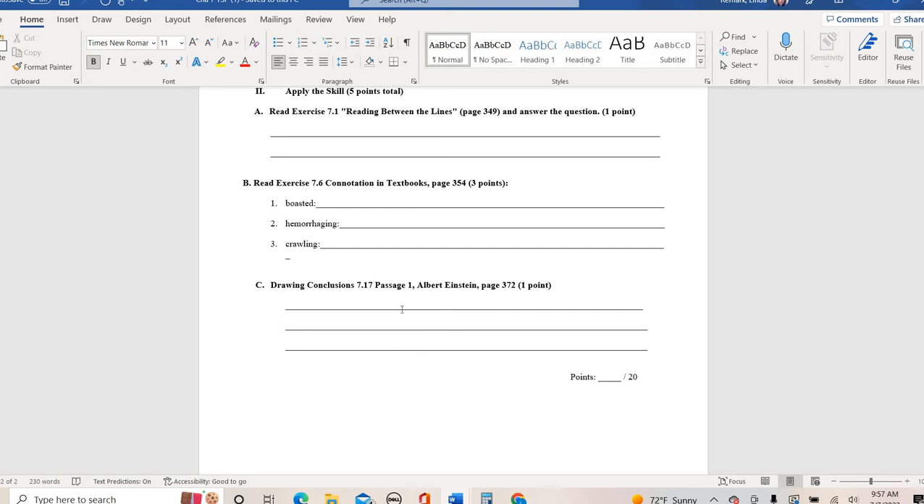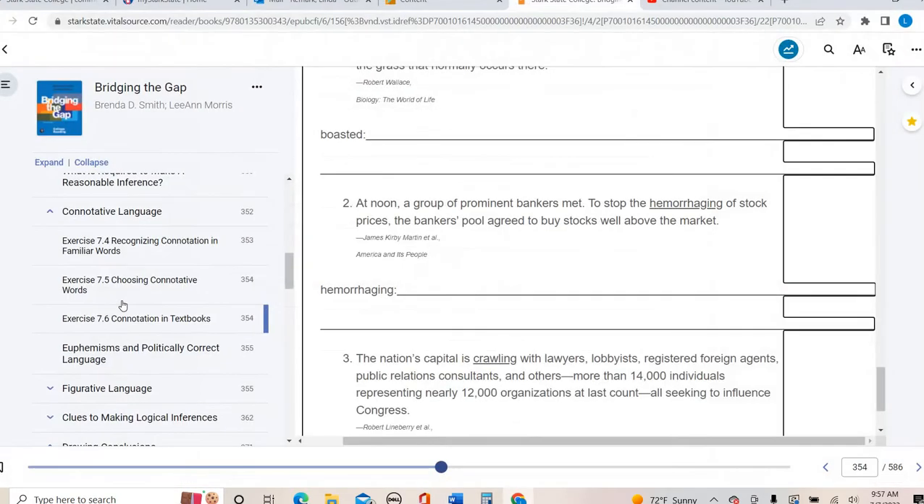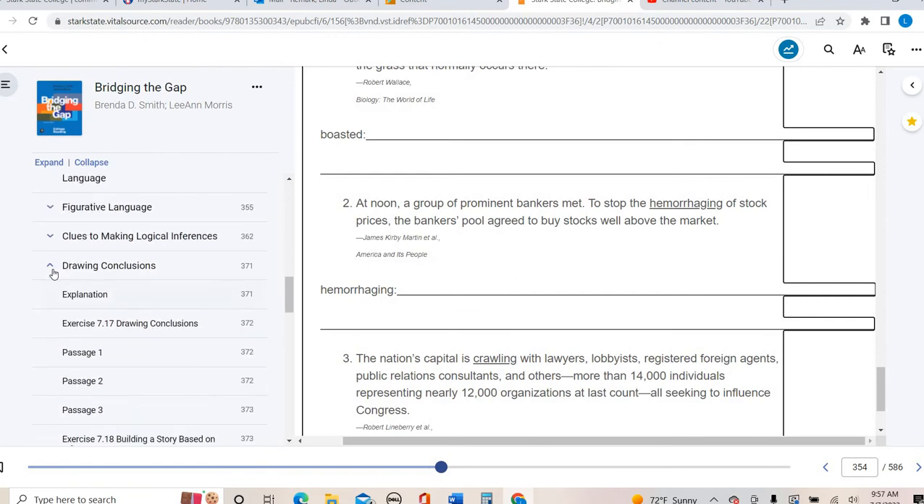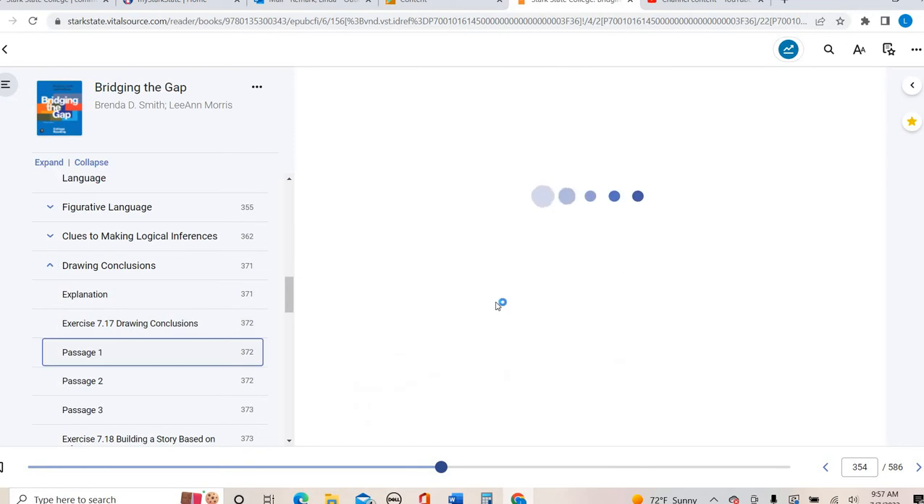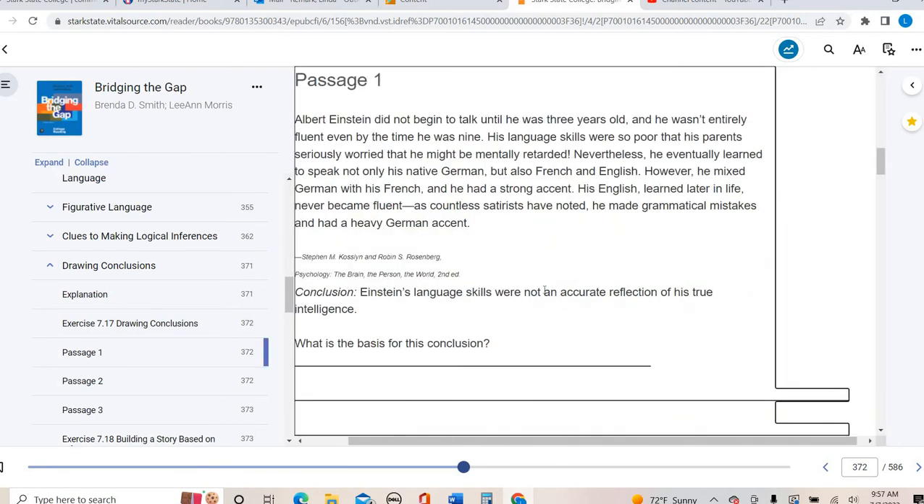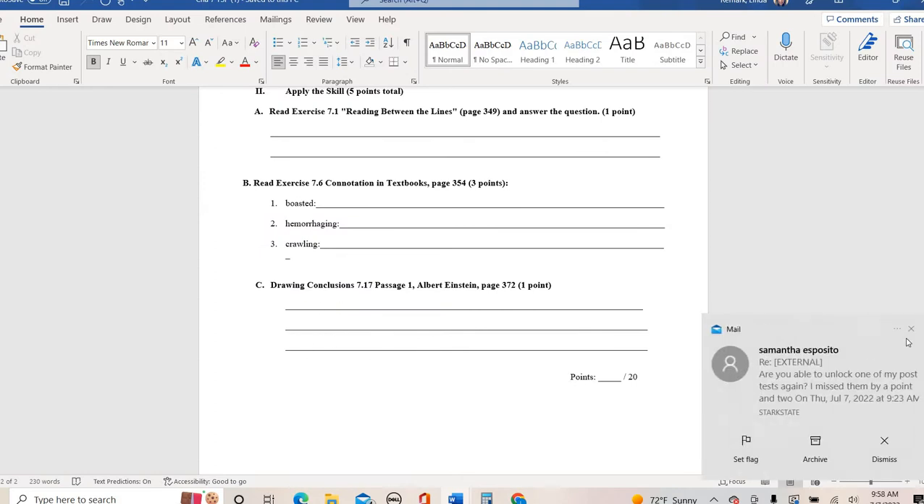And then part C, drawing conclusions, exercise 7.17. It's on page 372. So if this wasn't pulled down, I would pull this down. Here it is, 7.17. And this is asking us to do passage 1, about Albert Einstein. So you're going to read the selection on Albert Einstein. There's a conclusion right here, and your job is just to tell me what's the basis for that conclusion. Why did the author reach this conclusion? You're going to have to derive from this passage why the author came to this conclusion. What is the basis for that? And that's what you're going to fill out right here.